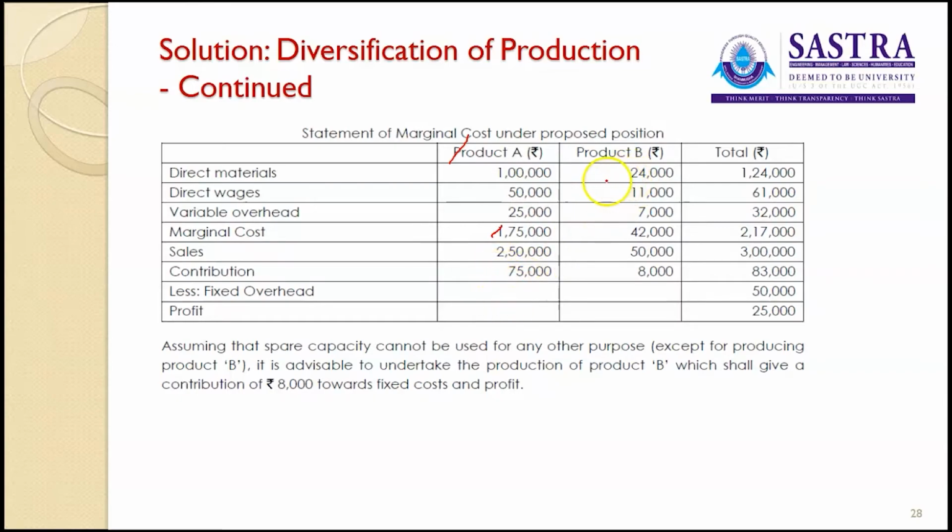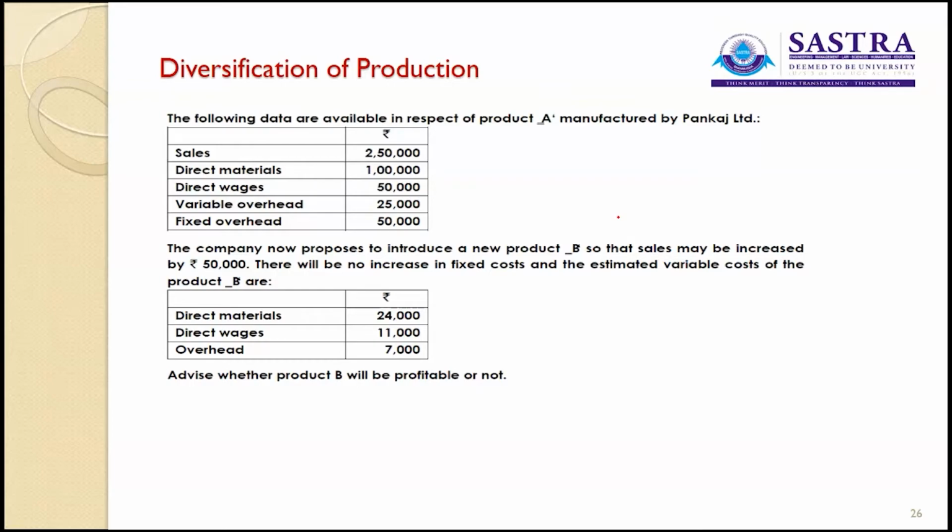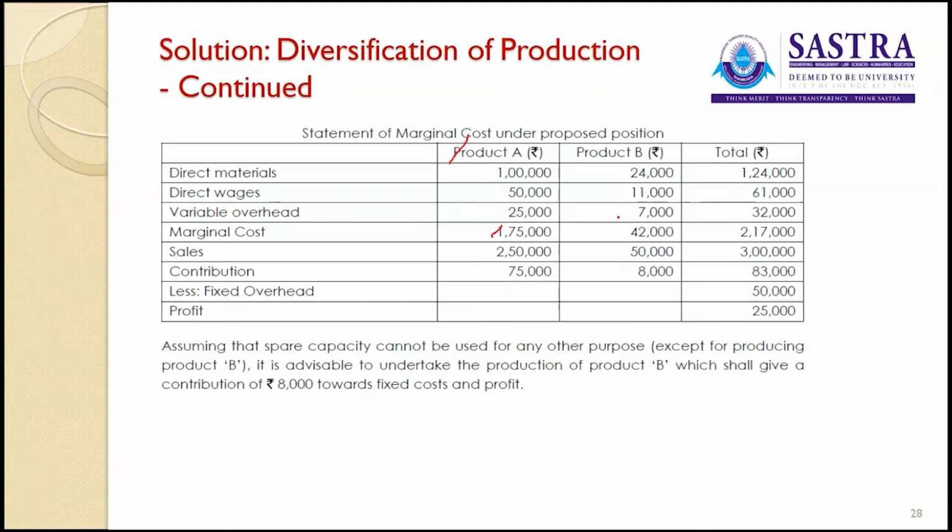Now when product B is introduced, they have given direct materials, direct wages and variable overhead: 24, 11 and 7. And the sales will increase by 50,000 rupees. Now we have a contribution of 8,000 rupees. We don't have any fixed overhead here. Fixed overhead is common at 50,000. So we have a profit of 25,000.